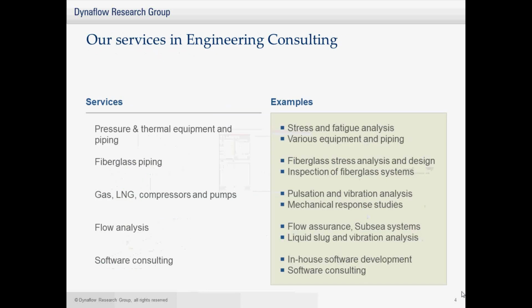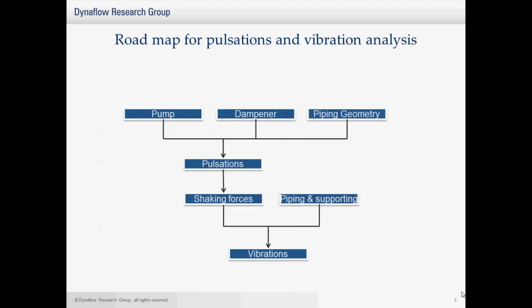So a little bit more about the services in engineering consulting. We do calculations for pressure and thermal equipment and piping, fiberglass piping, and then we also do calculations for gas compressors and pumps. And this is also where the pulsation and vibration analysis comes into play, and this is where we get our main expertise on this area from, which we will show in this webinar. We also do flow analysis and we end up with software consulting.